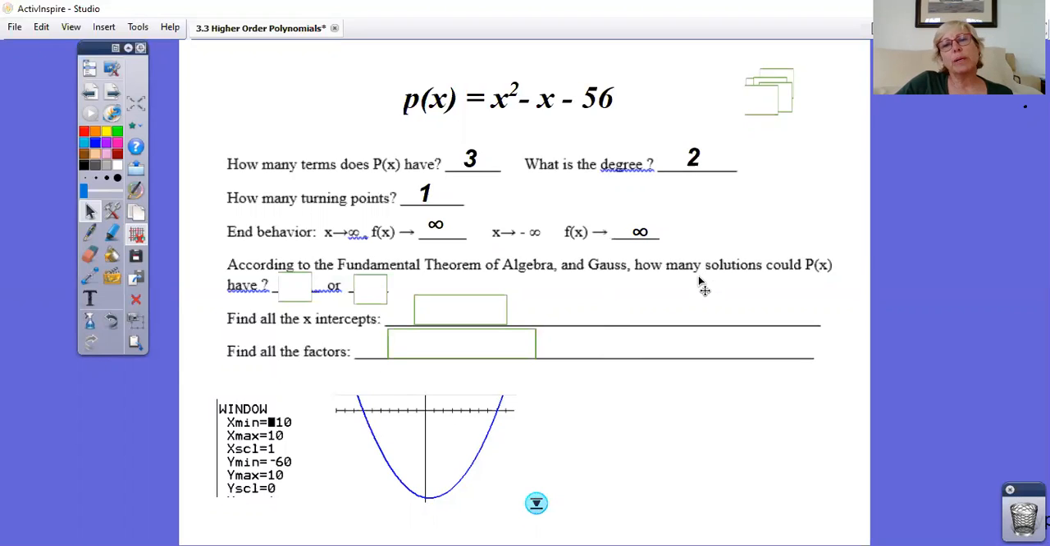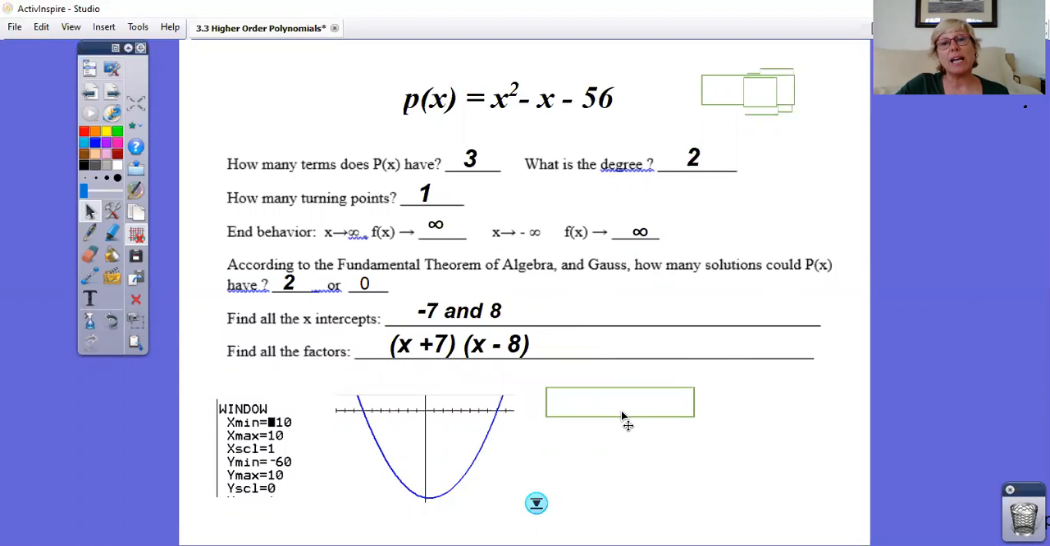And according to the fundamental theorem of algebra and Carl Friedrich Gauss, he said if you look at the degree, then that polynomial could possibly have 2 solutions. Subtract 2 from that, and it might not have any real solutions. That graph might be totally above the x-axis. I went ahead and found the x-intercepts, which are -7 and 8. And if -7 and +8 are real solutions, then I know x plus 7 and x minus 8 are my binomial factors on this.